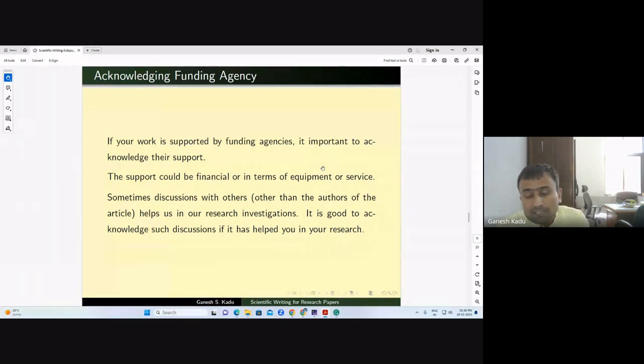Then they check whether or not you have acknowledged them by citing the project number, project file number, okay, and if you have used some equipment or service, you procured some equipment by using the funds allocated by a particular funding agency, then it has to be mentioned.